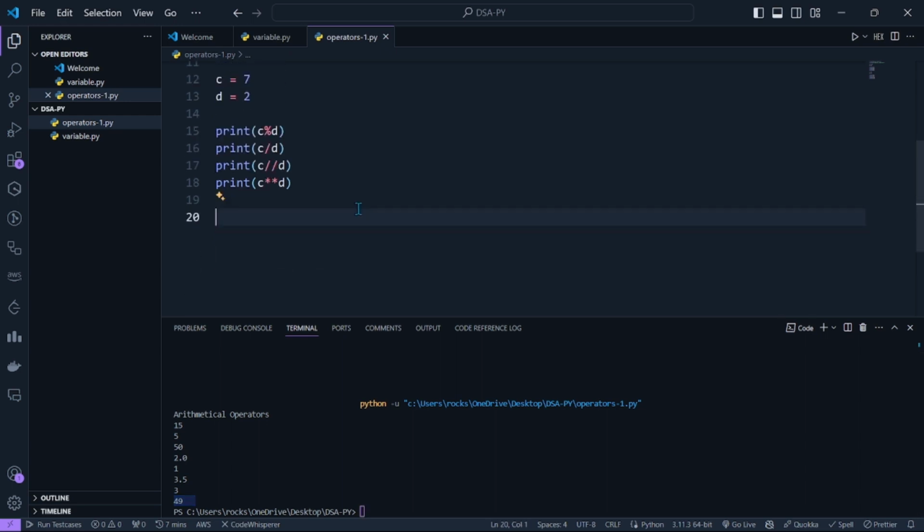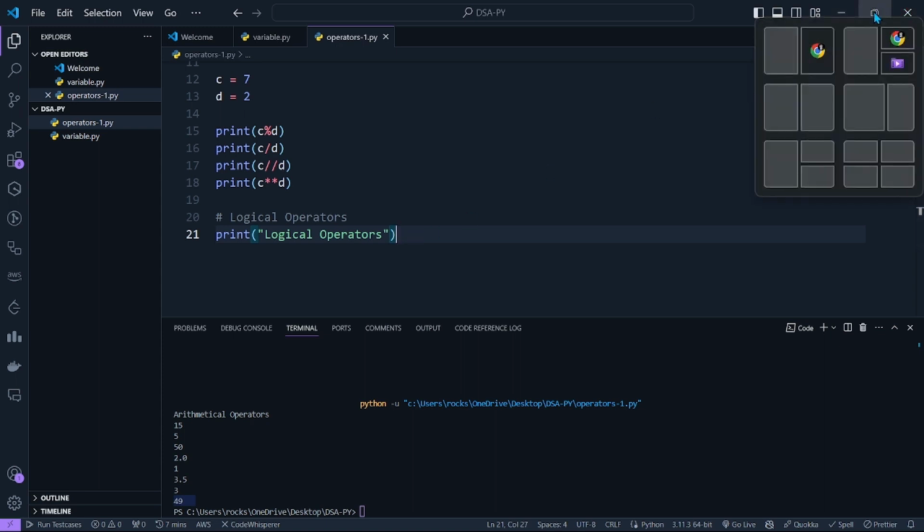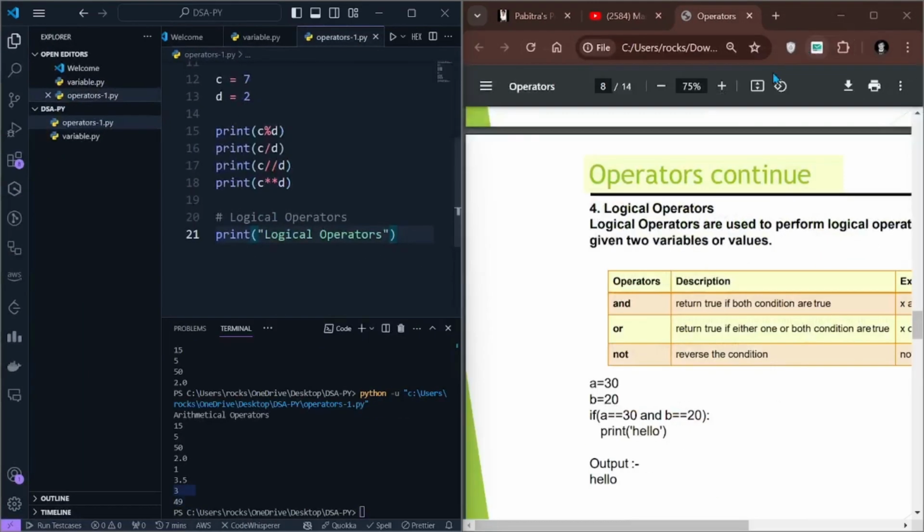Now we are going to talk about logical operators. Let me create a comment, logical operators, and then I am going to print logical operators. It will help us break into portions. So what are logical operators, and what types of logical operators will we use? Let me show you here.